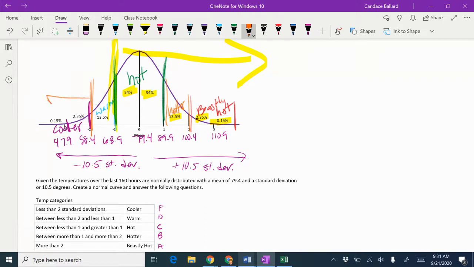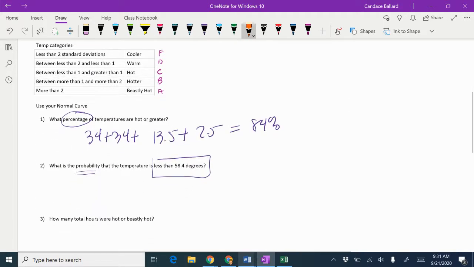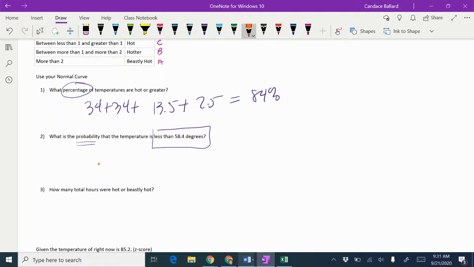I got to go less than. All I have to work with are the percentages, so I'm going to start with the percentages and add them up. So I would add up the 0.15 plus the 2.35, so I know that I have 2.5%. But that's percent. We want probability. To get probability, we shift our decimal place twice. So my probability is 0.025.